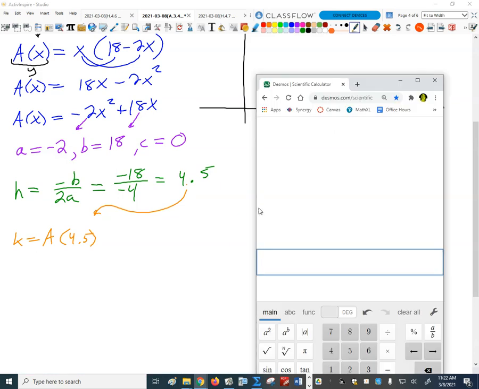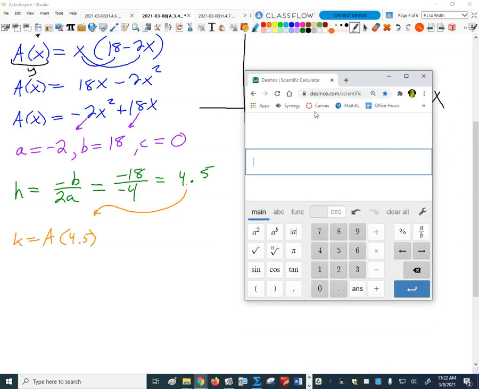So in Desmos, I'm just going to define my function, first of all, right? So I've got A of x. Remember this trick? This is so useful. A of x equals negative 2x squared plus 18x. And then I'll just go down to the next row and evaluate my function at 4.5. Look what I get, 40.5 for my answer.